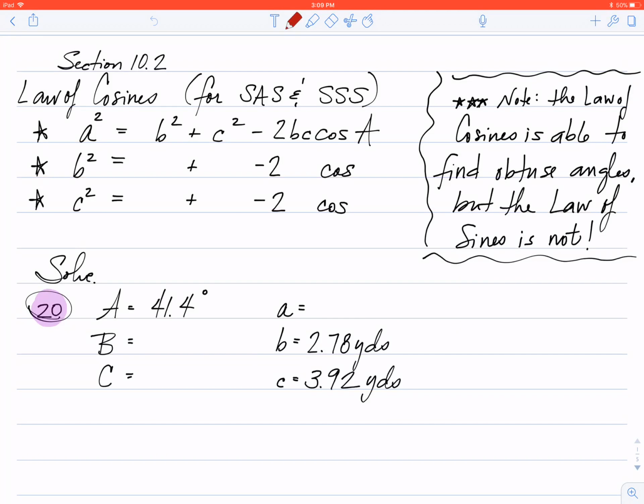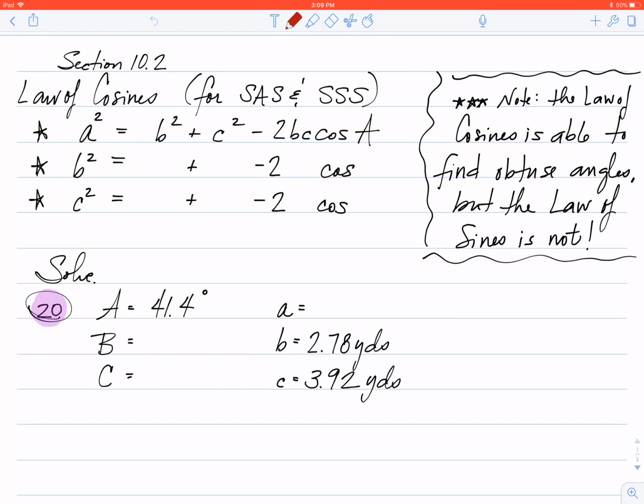Hey folks, this is section 10.2. I'd like to just discuss with you briefly two things from this section. The first thing is the law of cosines, and the second thing is going to be area of a triangle. So I just want to give you the formulas for the law of cosines.